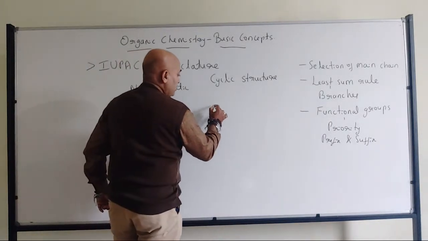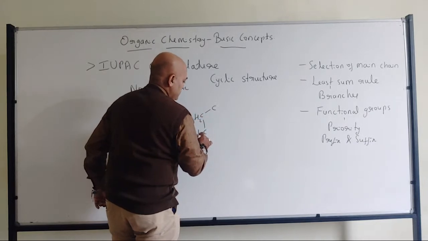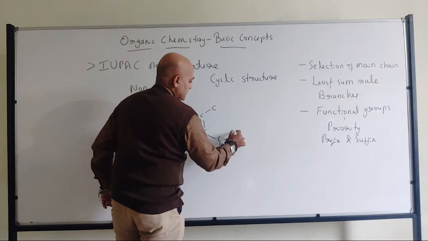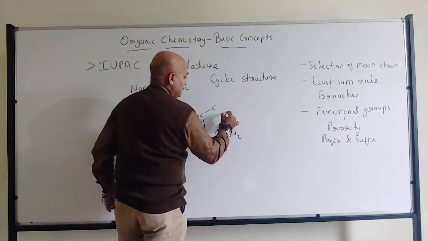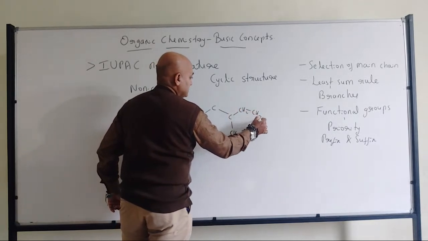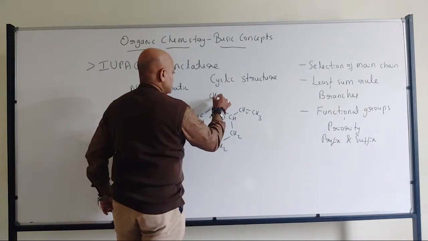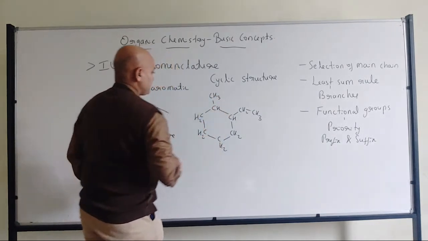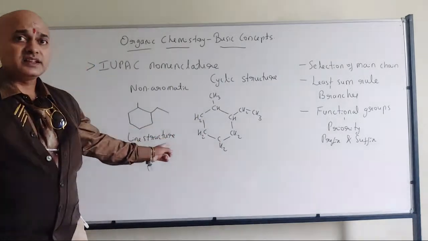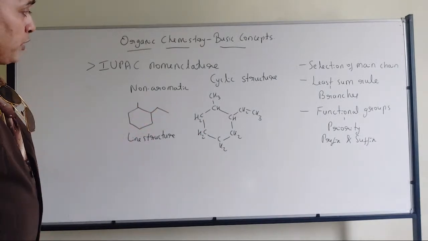If I want to go with the regular one, then I can mention like this. Whatever I have written, it is a cyclic structure. Okay, CH3. That means CH3. So this is the molecule, and this is the line structure of that particular molecule.